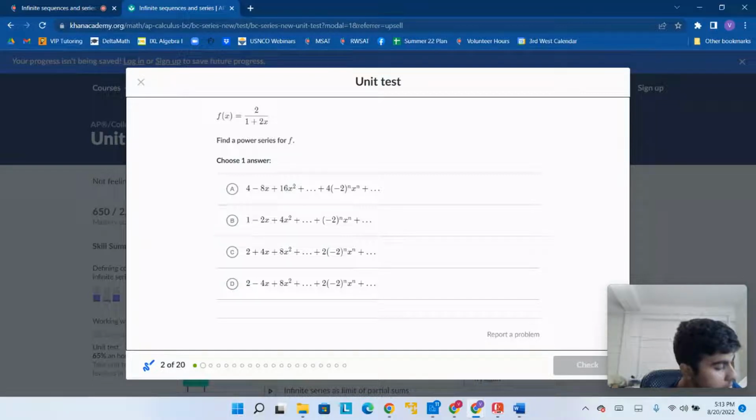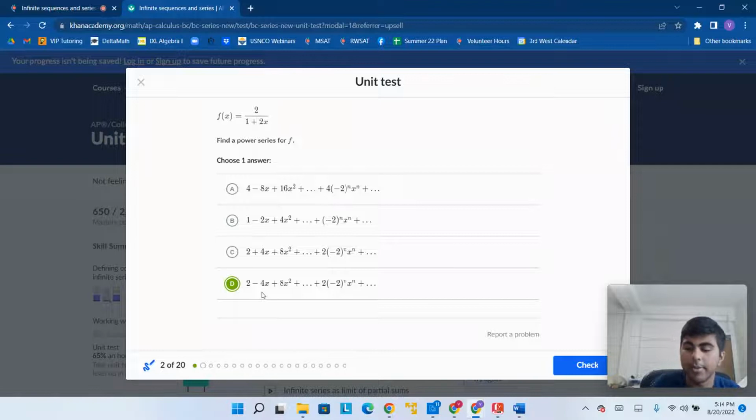So it's going to be, say, 1 plus negative 2x to the first, plus negative 2x to the second, plus negative 2x to the third, and so on and so forth. But this whole thing is also going to be multiplied by 2, since we have that 2 in the numerator. So we end up with 2 minus 4x plus 8x squared minus 16x cubed, and on, which is going to be D right here, and we can keep going.